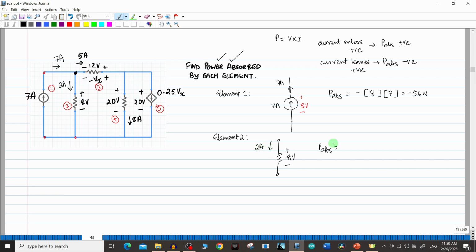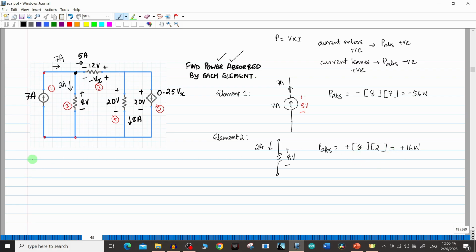So this is 2 amperes. You can clearly see the current is entering the positive terminal. So the power absorbed will be positive. So you have to take the voltage and multiply it by the current. So the voltage is 8 volts. The current is 2 amperes. So the power absorbed by element number 2 will be plus 16 watts. Power absorbed by this element is plus 16 watts.